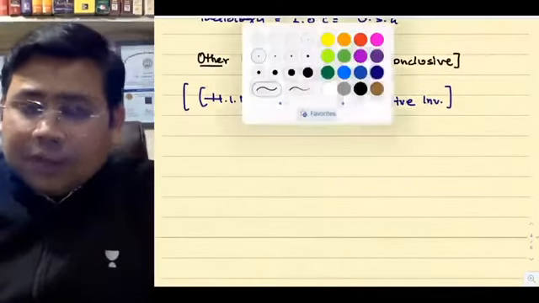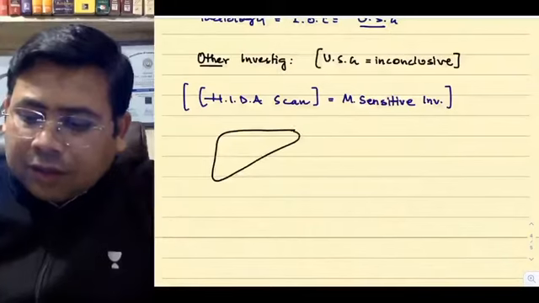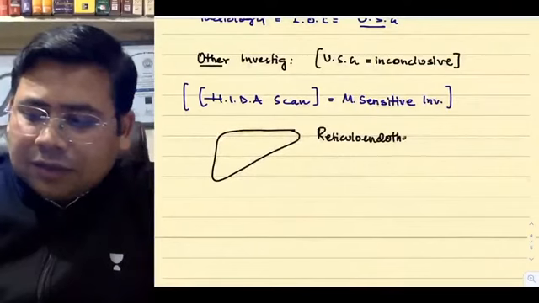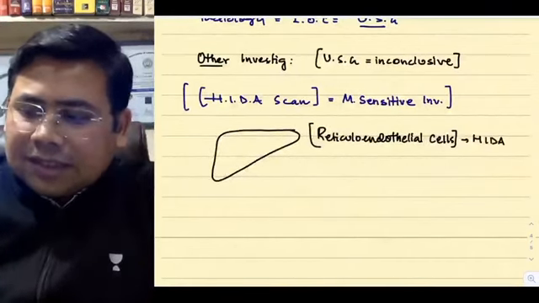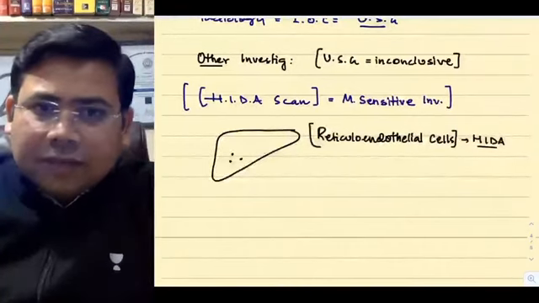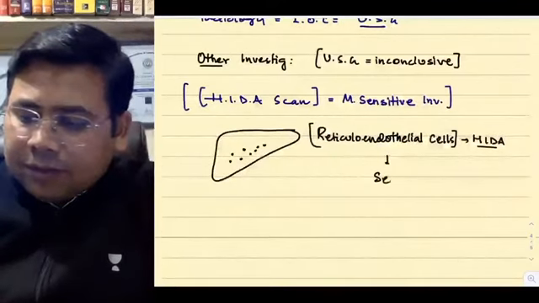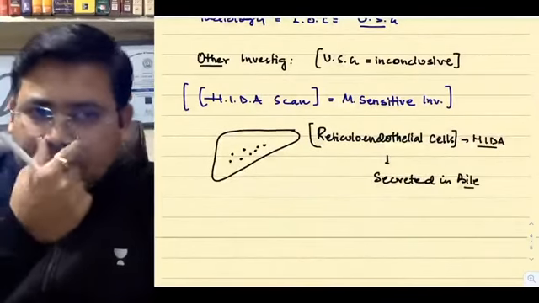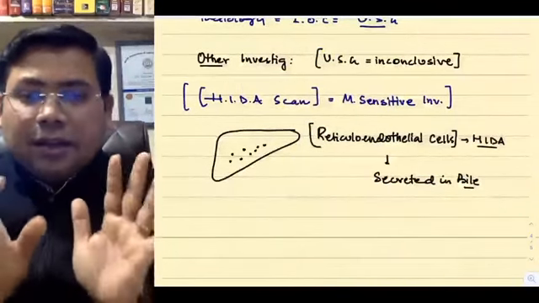Now let me tell you, this technetium 99 based dye. What is the function? The reticuloendothelial cells of liver, they are sensitive for HIDA. So they will take up the HIDA. And this HIDA will be secreted in what? Bile. Therefore, this agent will be secreted in bile. Normally, after injection, it takes 30 minutes for HIDA to cover up the biliary tree.